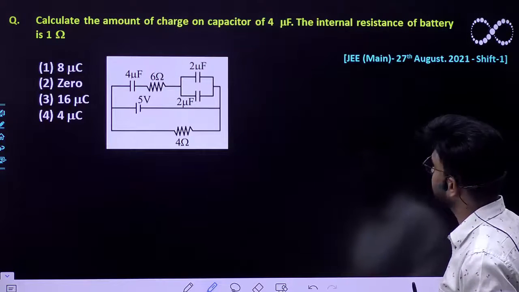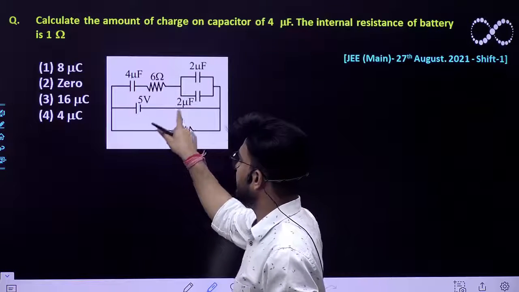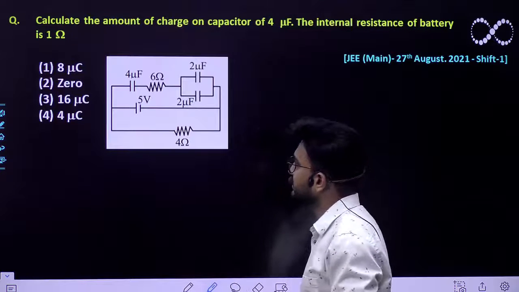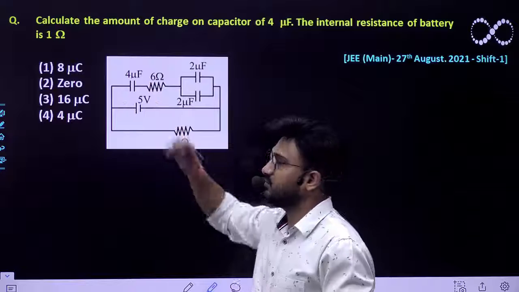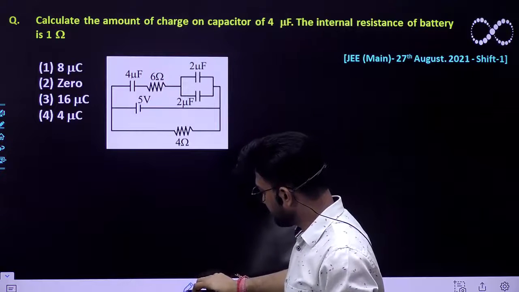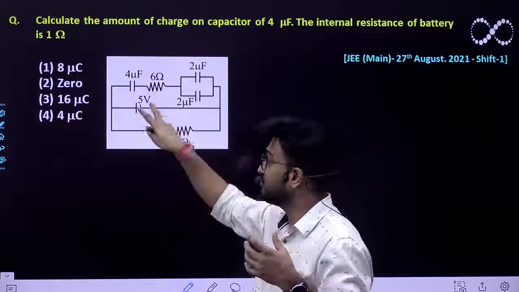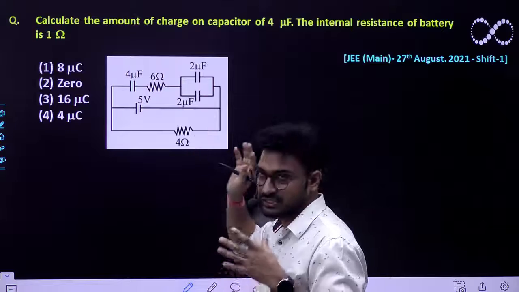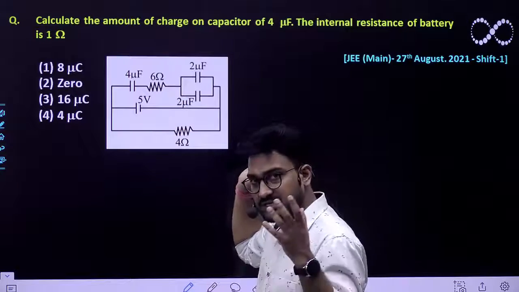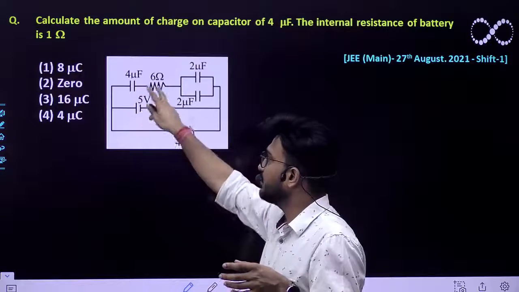The internal resistance of the battery is given to you as 1 ohm. Okay, so what would be the charge supplied on the 4 microfarad capacitor? We also know that if you need to find out the charge on this capacitor, that means it is fully charged. So if it is fully charged, we are talking about steady state condition. In steady state condition the capacitance would be fully charged and no current would flow through it.